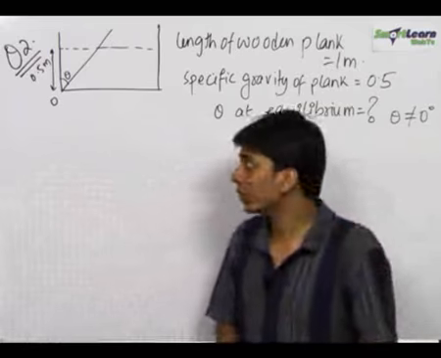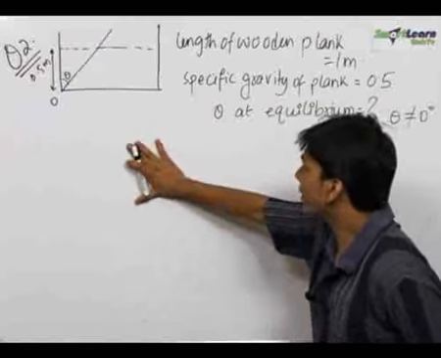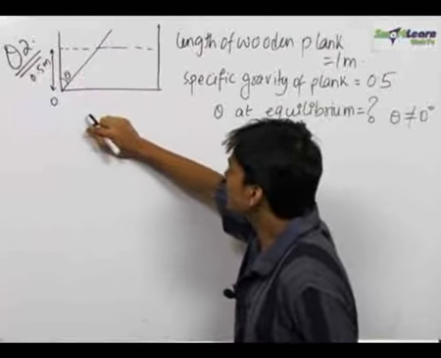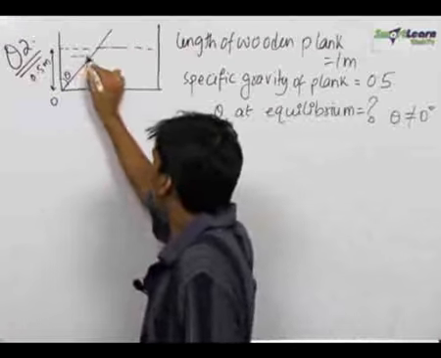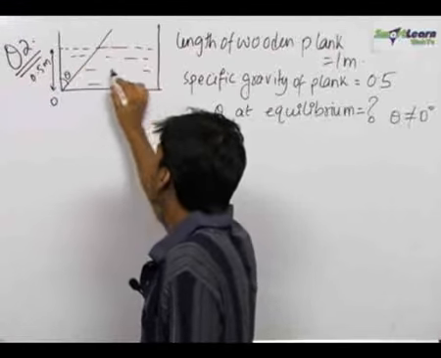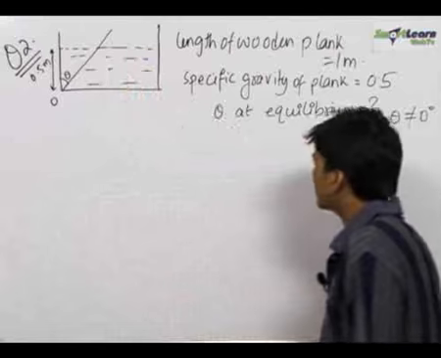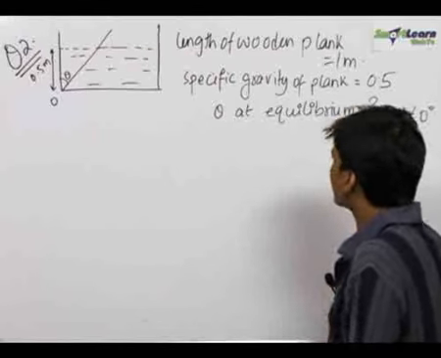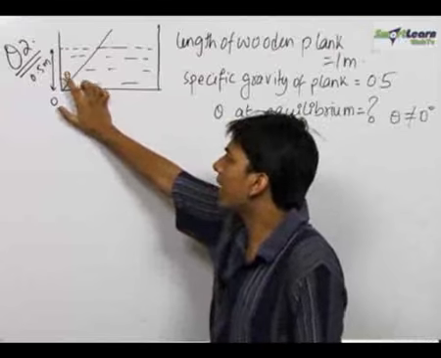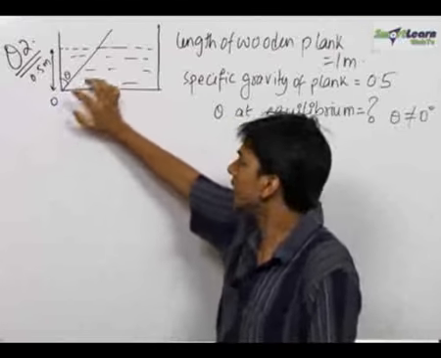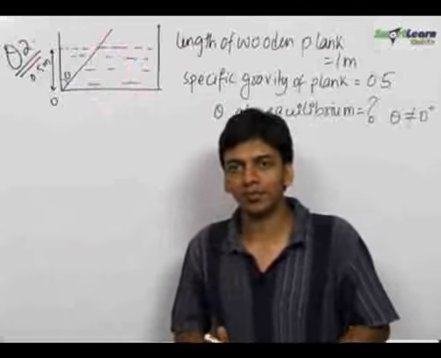This is another interesting question. In this question, we have a wooden plank which is hinged at this point of the tank. The water is filled in the tank up to a height of 0.5 meters and the length of the wooden plank is 1 meter, and the specific gravity of the plank is given. We need to find out the angle theta made by the plank with the vertical when the system, that is the plank, is at equilibrium.